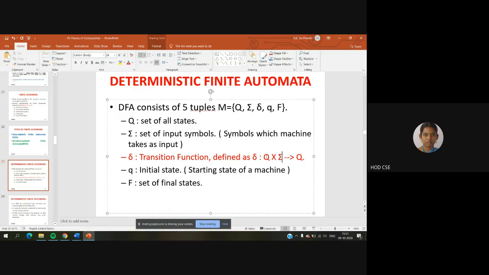Q is nothing but any state and sigma is the input symbol, so it receives two elements as the argument: state and input. On receiving the state and input, it will give a state as the result. So the result is Q. You see this transition function, Q cross sigma leads to Q. It means it receives two arguments, state and input symbol, and gives a state.